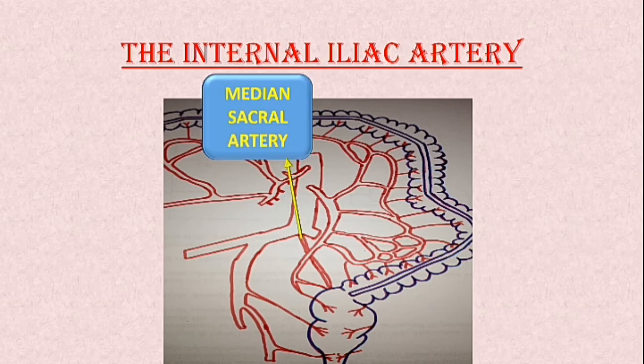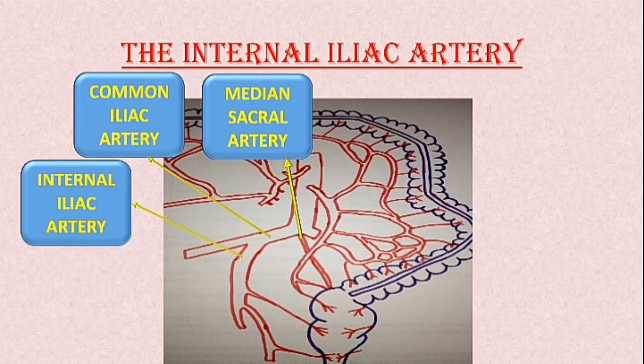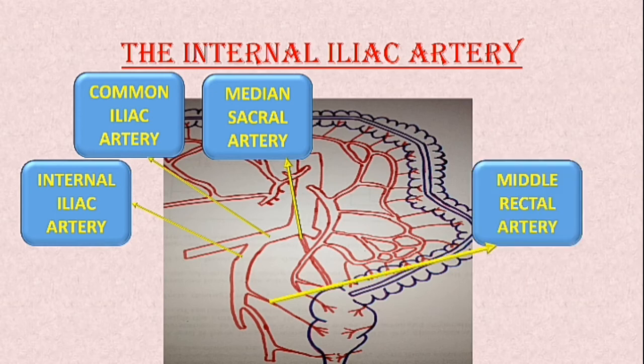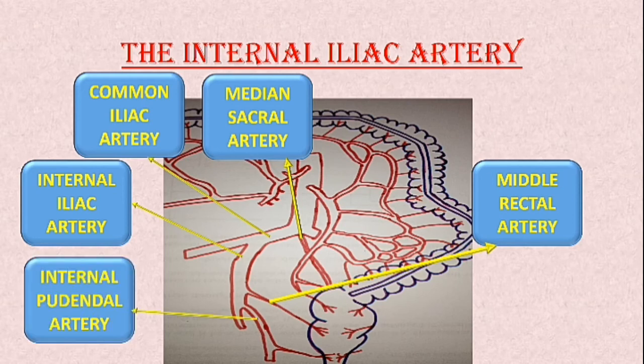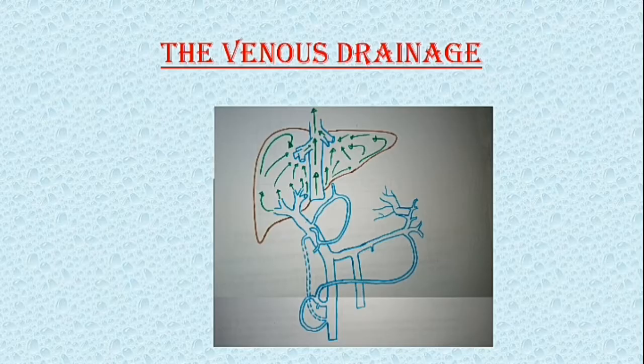Here is the median sacral artery which branches directly from the aorta to supply the superior part of the rectum posteriorly. The common iliac artery branches into the external and internal iliac artery. From the internal iliac artery branches the middle rectal artery. The inferior rectal artery is a branch of the internal pudendal artery, which is a branch of the internal iliac artery. The inferior rectal artery is also known as the inferior anorectal artery or the inferior hemorrhoidal artery.